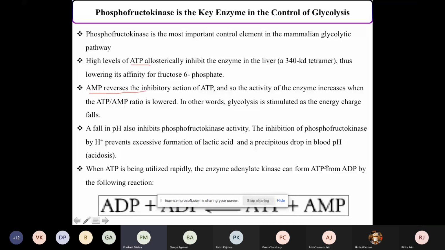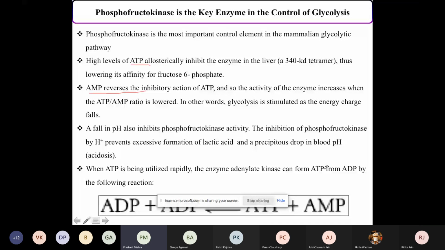If I inhibit phosphofructokinase, what does it mean? No further metabolism. That means fructose 1,6-bisphosphate will remain there. That means no pyruvate is formed. If pyruvate is not formed, lactic acid cannot be formed. Okay, so that's the way it controls the acidosis in the cell.